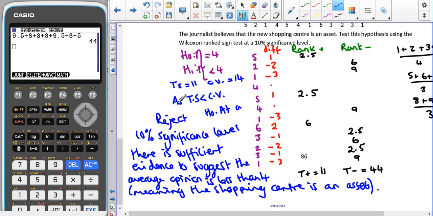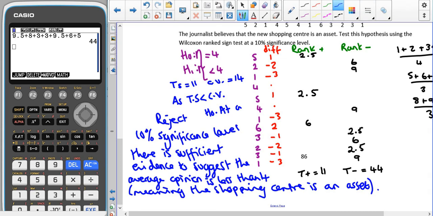So as we talked about before, as the test statistic is less than the critical value, this time we end up rejecting H0. At 10% significance level, there is sufficient evidence to suggest that the average opinion is less than 4. And then I've added a little sentence there, meaning that the shopping centre is an asset, to refer back to what they were asking about in the question.